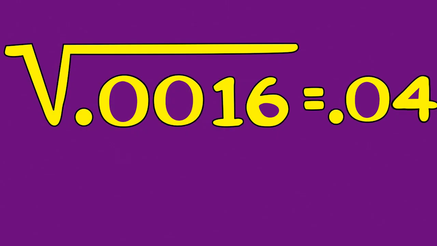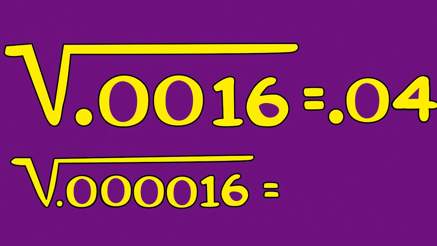If we had 6 numbers behind the decimal under the square root, then our answer would have 3 numbers behind the decimal. To go deeper into this topic, watch the next video on simplifying radicals.